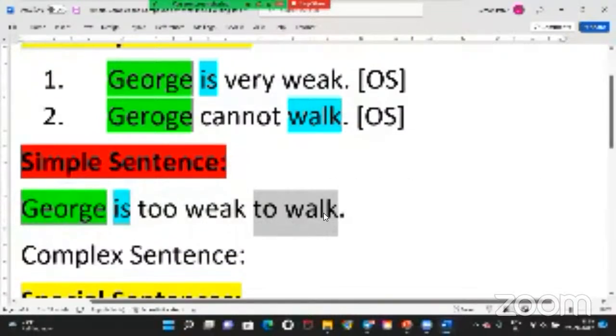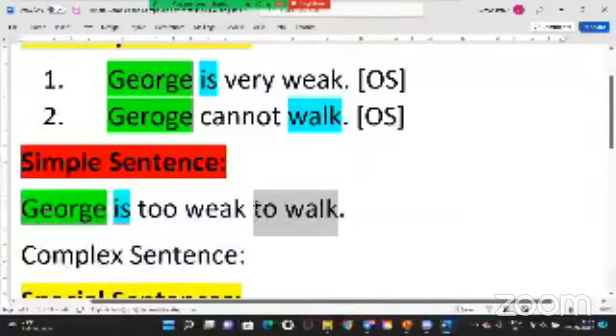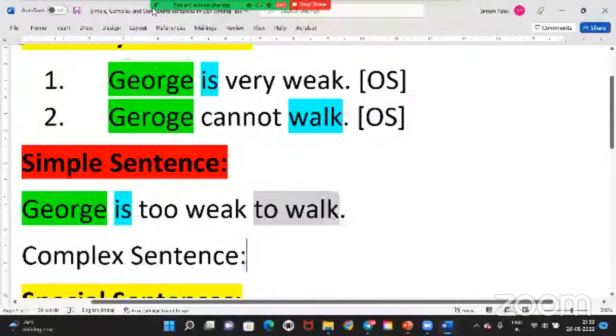It's to infinitive. That means not finished, unfinished. Infinitive means never ending and never starting, whatever you want to say. George is too weak to walk. So this is a to infinitive: to plus verb in the first form, V1. It is to infinitive.